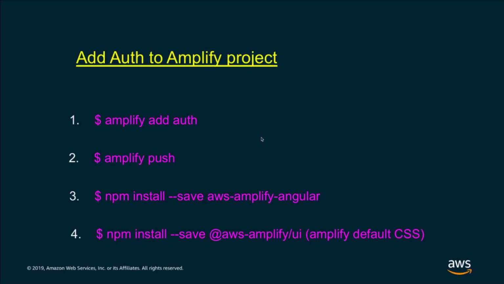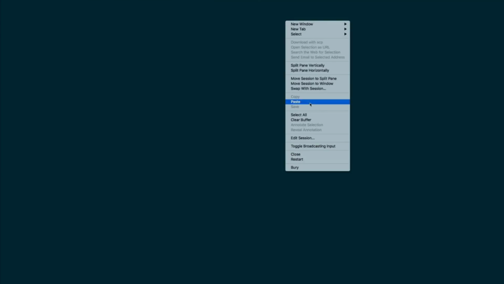And then the next thing we want to do, we want to install the Amplify framework again in the application itself. And this is going to allow you to have the Angular components that you need for AWS Amplify. And then finally, optionally, if you are going to use the default CSS files that we have for Amplify Framework, you can run step 4, which is npm install, and you're going to install the Amplify UI CSS components. So let's see how that looks like in the terminal. I'm just going to copy the command here.